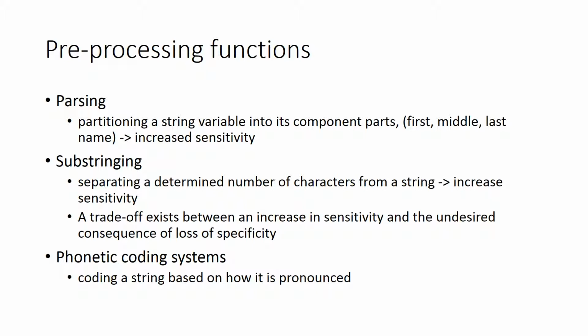Another pre-processing function is substringing. So it's separating a determined number of characters from a string, for example, part of a zip code. Again, this will increase sensitivity. So a trade-off exists between the increase of sensitivity and the undesired consequence of loss of specificity, because the more you limit the number of characters, the more likely a false match will be made. And you can use different phonetic coding systems, which is coding a string based on how it's pronounced. The Soundex system is a well-known example of this, but I will not go into this further in this presentation.